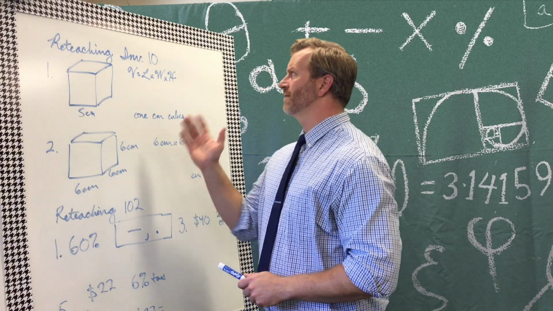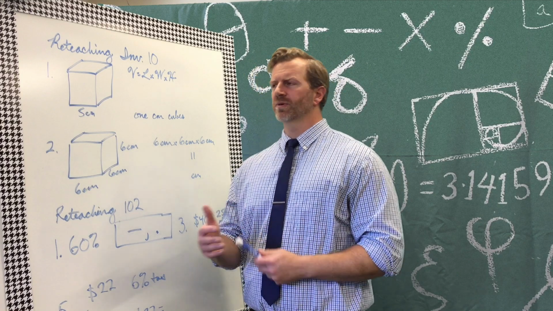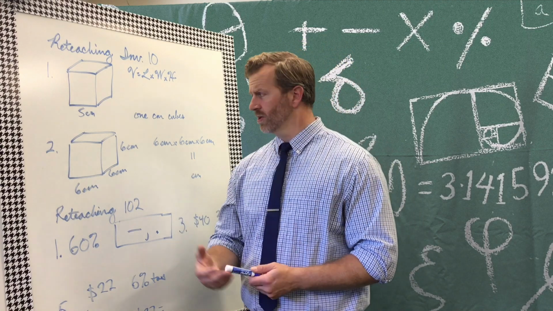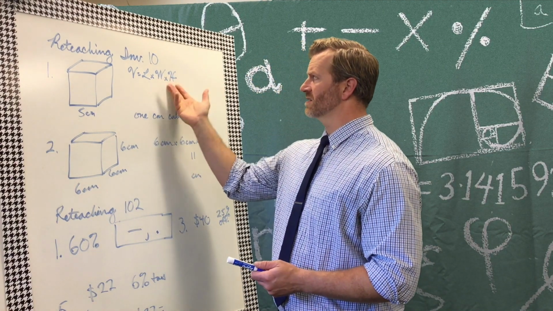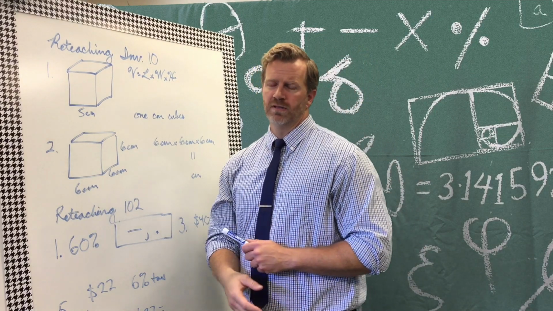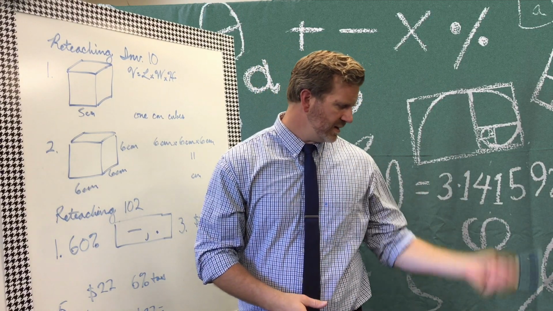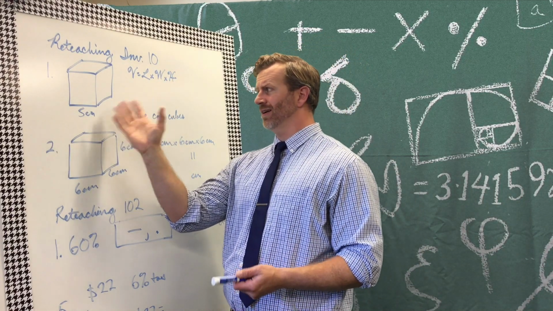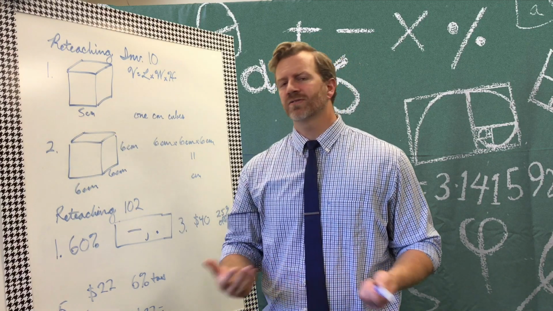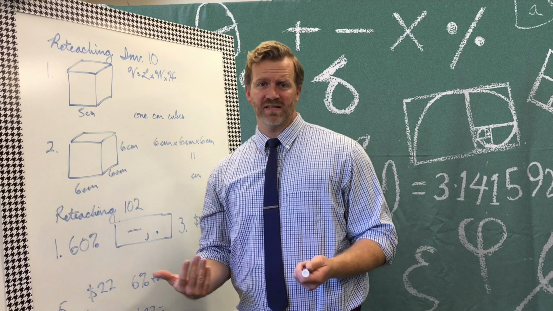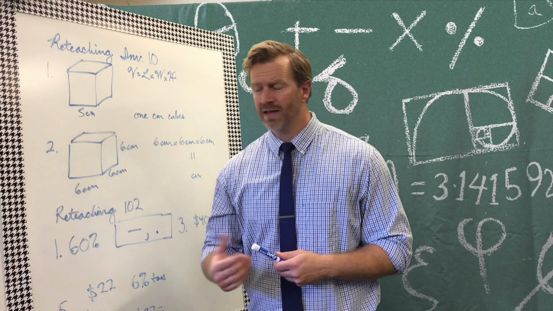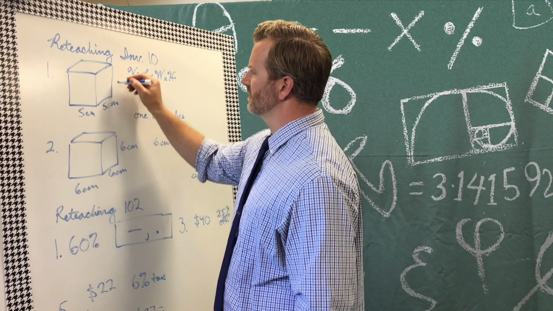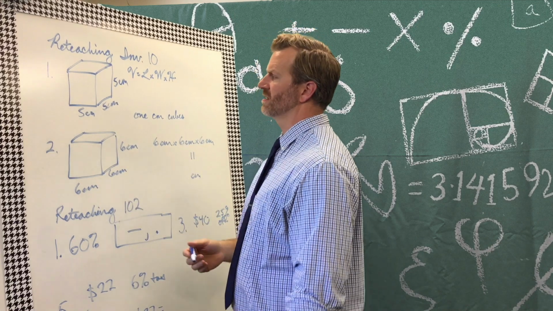So Reteaching of Investigation 10. That's where we had cubes and we were talking about how many cubes went into the big cube, and then we were talking about volume. So once again, that's length times width times height. Question number 1 says, how many 1 centimeter cubes would be in a cube that is 5 centimeters long? Now it's a cube, that means its width and its height are the same. So we could write 5 centimeters, 5 centimeters, 5 centimeters.